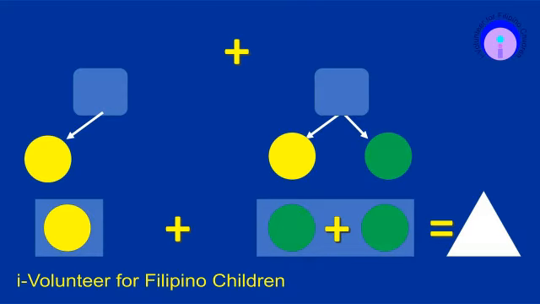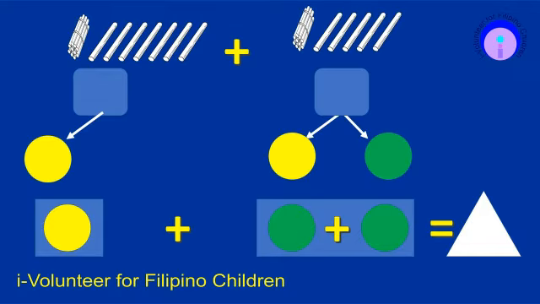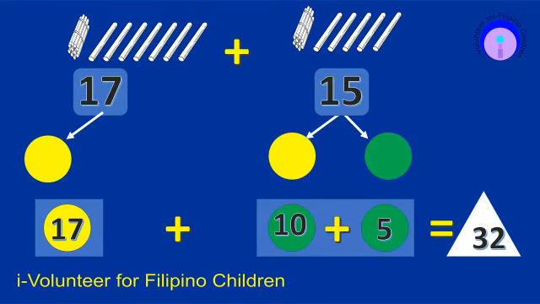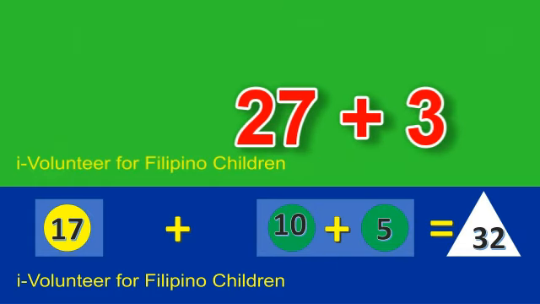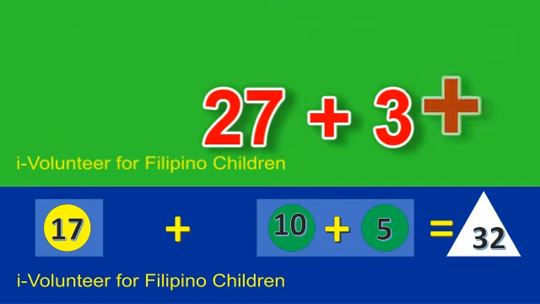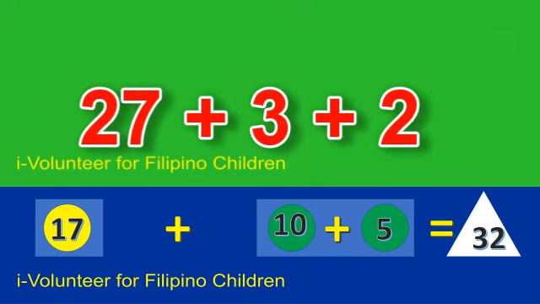Here is another example. Let us add 17 and 15. We chose our solution not to split 17. Instead, 15 is split into 10 and 5. Let's continue solving. 17 plus 10 is 27, plus 5 is equal to 32. Upang hindi mahirapan ang bata, we will split 5 into 3 and 2. 27 plus 3 is equal to 30, plus 2 is equal to 32.